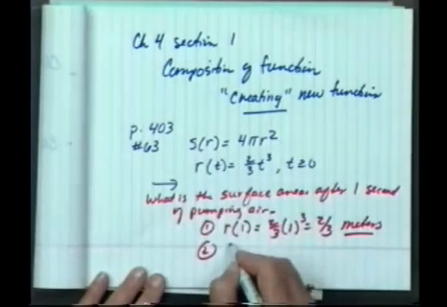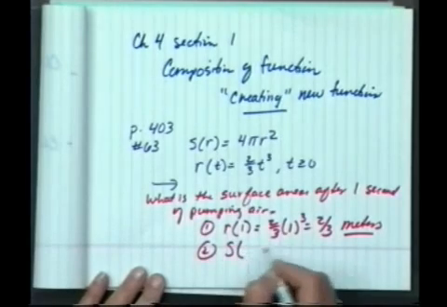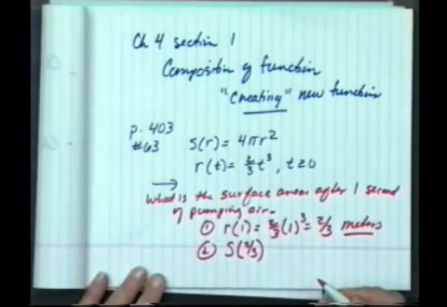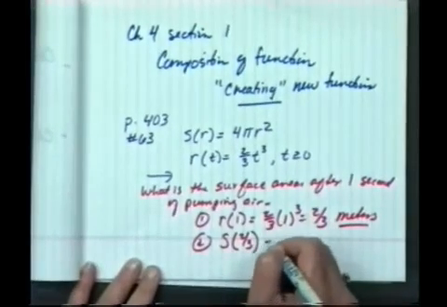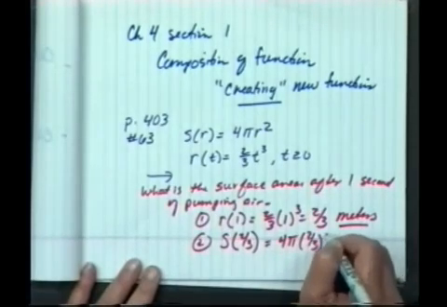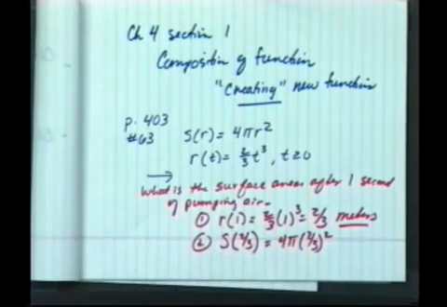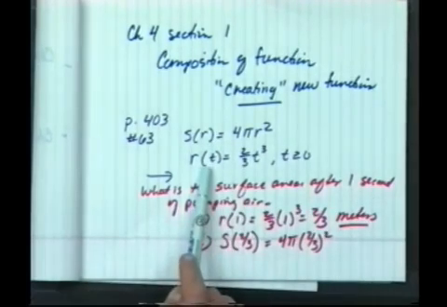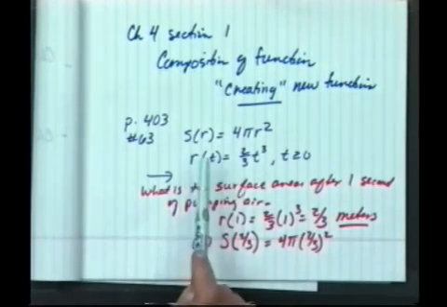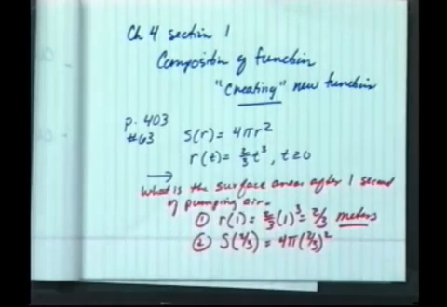So we would come back and say, the surface area at 2/3, does that make sense, is equal to 4 pi times 2/3 squared. And that would give me the surface area after 1 second. It required 2 steps to get there. I had to first find the radius after 1 second, then once I knew the radius, I plugged it in here.